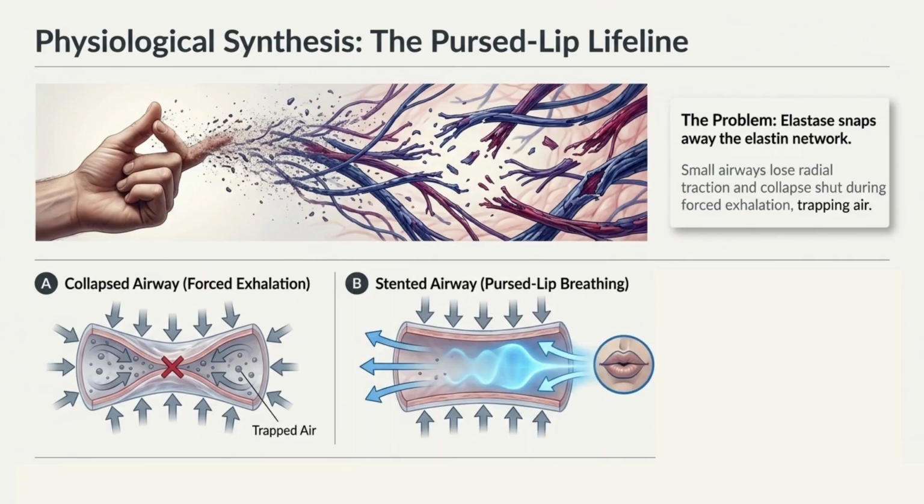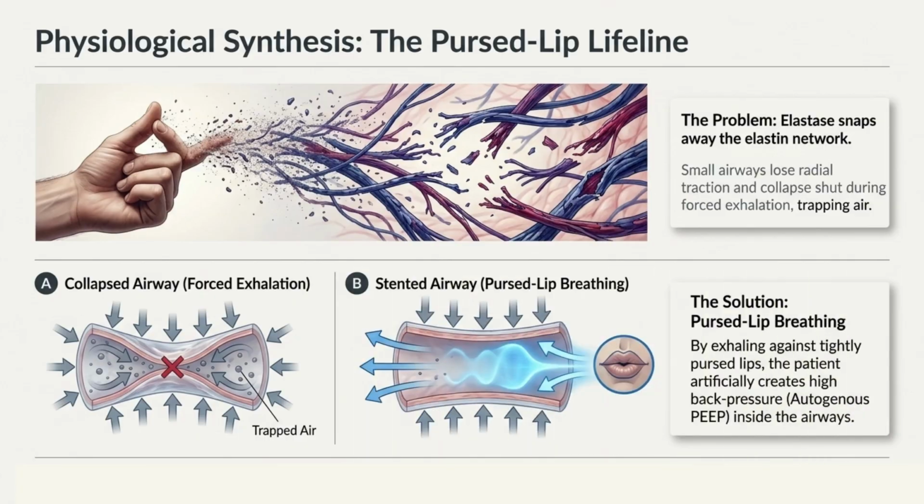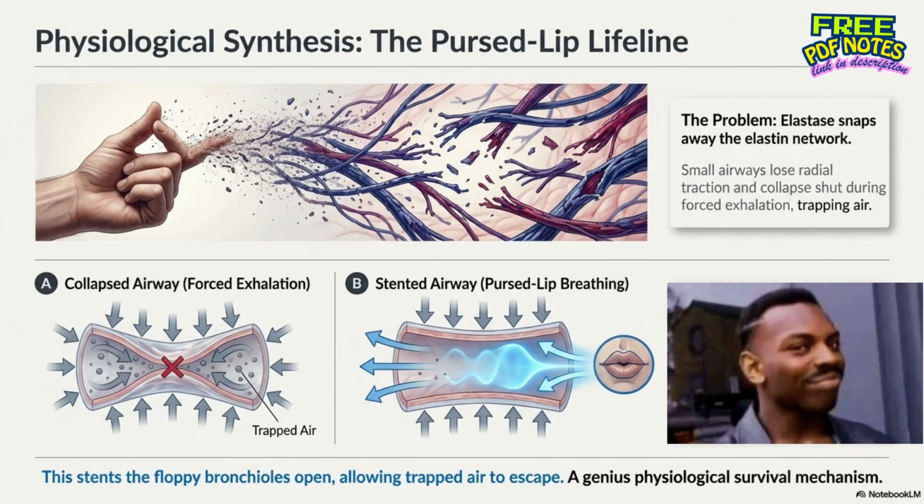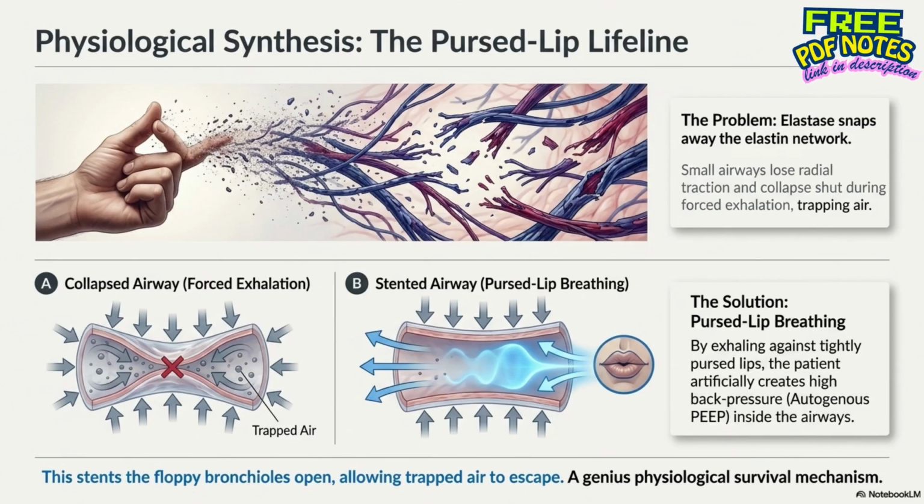The solution is diagram B, pursed lip breathing. By exhaling against tightly pursed lips, the patient artificially creates high back pressure known as autogenous PEEP inside the airways. This back pressure literally stents the floppy bronchioles open, allowing the trapped air to escape. It is a genius physiological survival mechanism. That wraps up our mastery of emphysema.